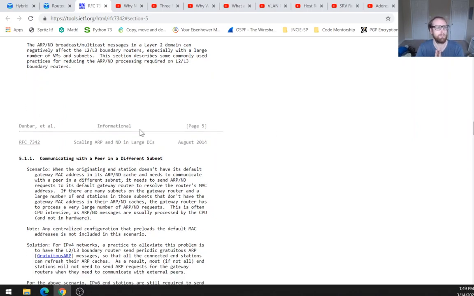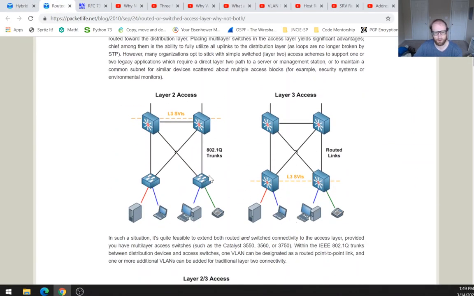The ARP/ND broadcast/multicast messages in a layer 2 domain can negatively affect the L2/L3 boundary routers, especially with a large number of VMs and subnets. This section describes some commonly used practices for reducing the ARP/ND processing required on the L2/L3 boundary routers. So this is a key one here, the L2/L3 boundary routers. This is what we discussed in the last video, where you can make a decision whether you want those routers on your edge or just on your edge uplinks, the devices above your edge layer.